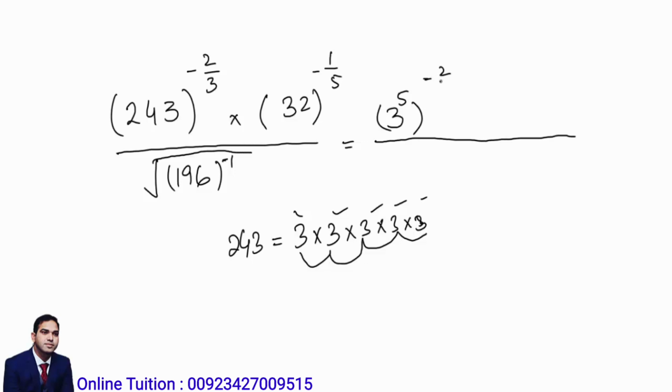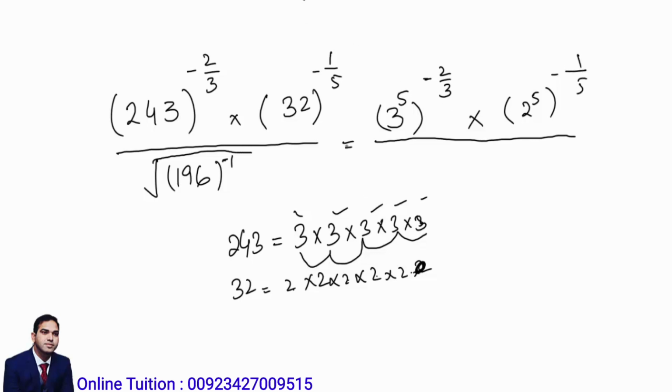Negative 2 over 3. Similarly, 32 can be written as 2 multiply 2 multiply 2 multiply 2 multiply 2. 1, 2, 3, 4, 5. So 2 to the power 5, to the power negative 1 over 5.